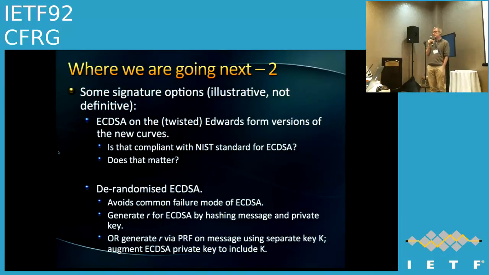Okay, so you could do ECDSA on an Edwards form version of one of the two new curves that we've standardized. Adam's already intimated that we'll be able to easily add Edwards form versions of the curves to the draft. A question for people here, would doing that be compliant with the NIST standard for ECDSA? Or does the NIST standard require you to use Weierstrass form curves? I don't know the answer to that question. There's been some debate about that on the list.